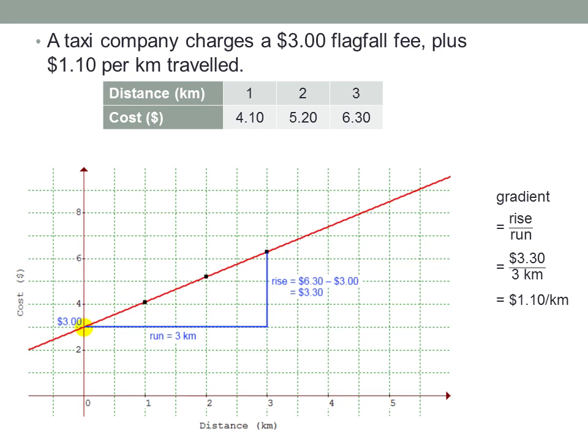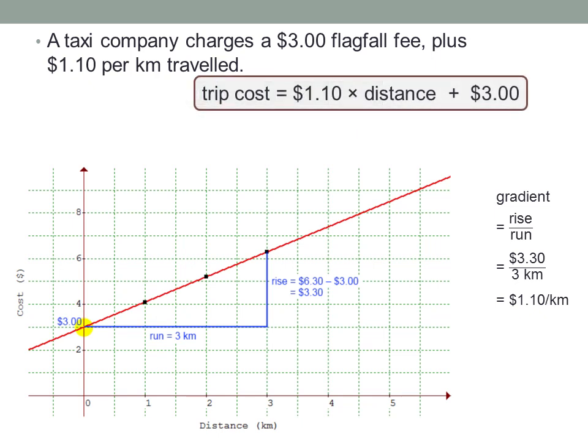And the y-intercept, that's $3. Is that what you expected? The gradient is the rate, and the y-intercept is the flagfall amount. Let's go back to our equation. Trip cost equals $1.10 times distance plus $3. The dependent variable is equal to the gradient times the independent variable plus the y-intercept. Do you think you could go straight from the problem description to the equation without drawing a graph? Could you go from the graph to the equation without seeing the problem description?